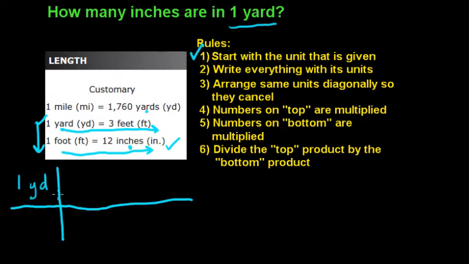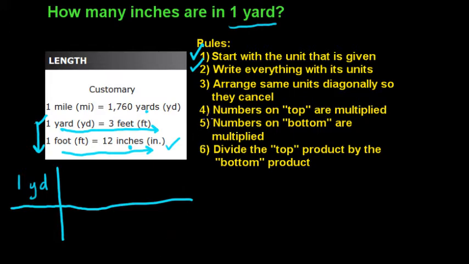So we start with what was given. We write everything with its units. Now we arrange the same units diagonally so they cancel. By the way, if you haven't done so already, pause the video and copy these rules down. Miss Sorrells was nice and gave you the rules. If y'all don't do well, we'll blame Miss Sorrells.